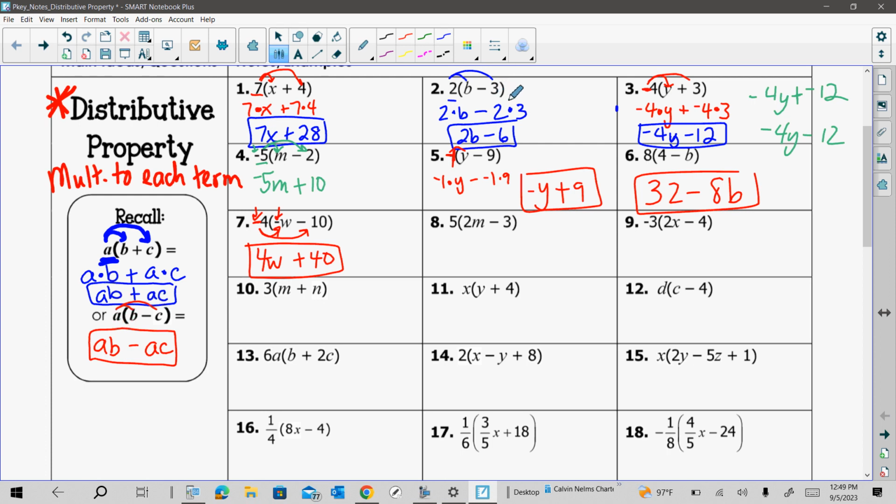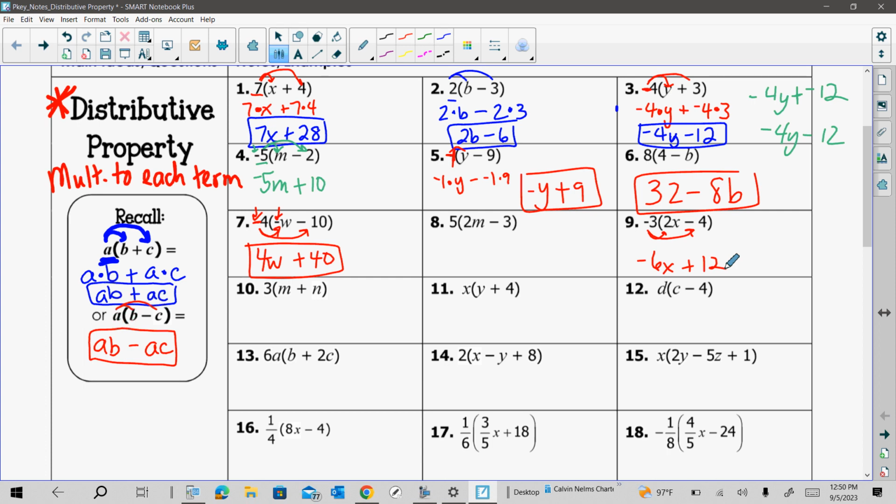Like if I have two different sides. What was 8? I've already answered that one. 10m minus 15. Okay, now pay attention to your sign on 9, right? -3 times 2x is -6x, and then this becomes plus 12. There we go. Good.